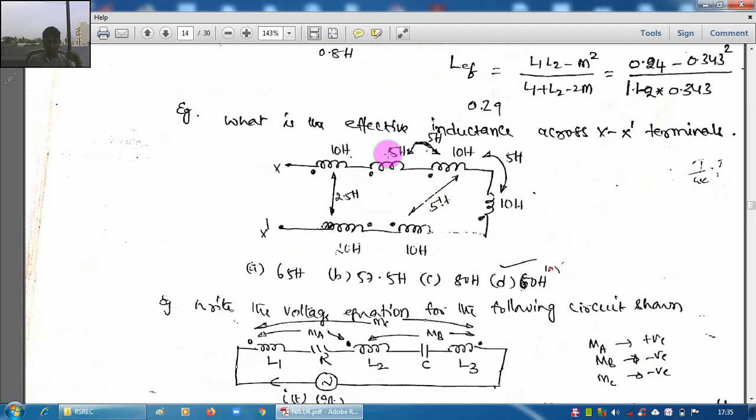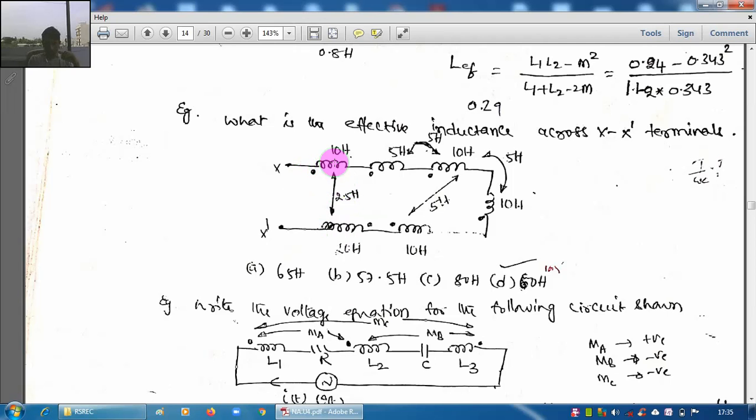That means 10 plus 5 plus 10 plus 10 plus 10 plus 20. All the self inductances can be added. 10, 15, 25, 35, 45, and if this is 20, 65. Like that, total L. Now the M's are to be taken as per the dot convention. This is the M between this coil and this coil, 2.5 Henry. Now what is the polarity of this M, plus or minus, that we have to check.